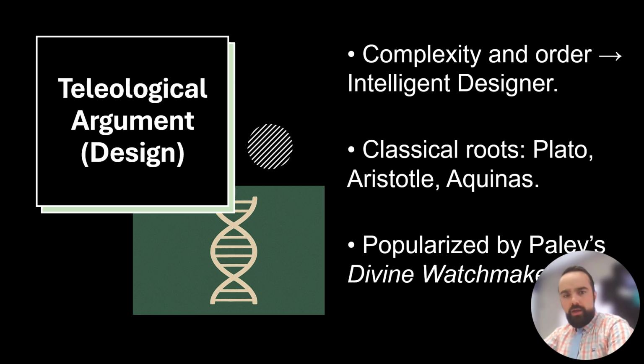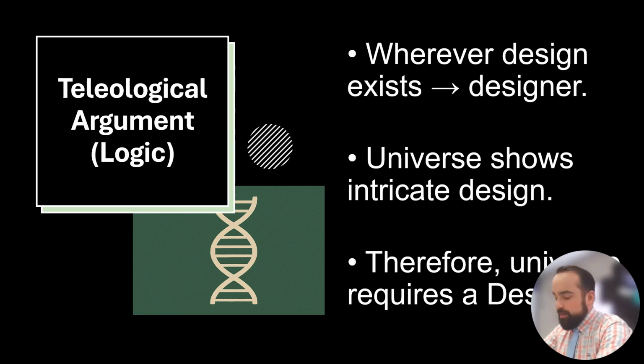So the premises go like this. Here's the basic logic of the argument. Wherever complex, purposeful design exists, there must be an intelligent designer. The universe shows complex, purposeful design at every level, from subatomic to biological, and even on the level of the cosmos. Everything has a complex and purposeful design. Therefore, the universe requires an intelligent designer greater than the design itself.